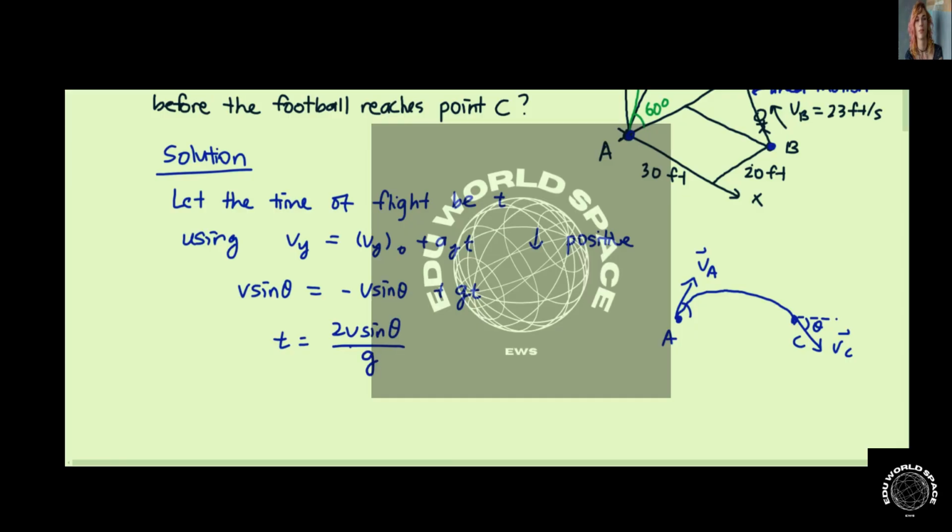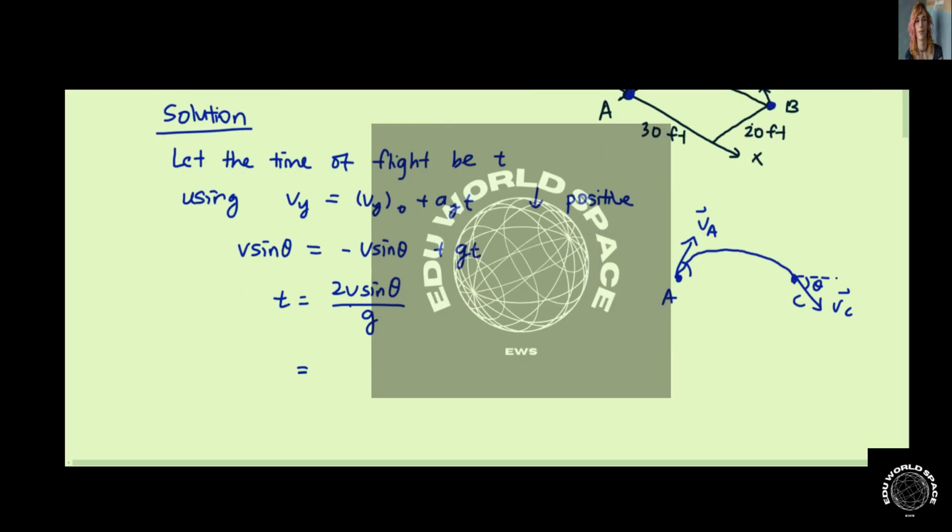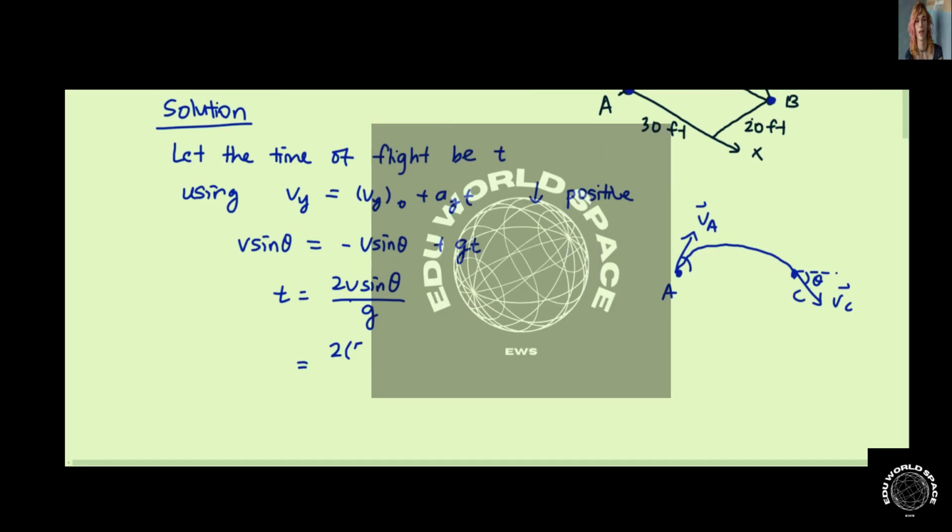So you substitute the numbers: 2 times 50 sine 60 degrees divided by 32.2. You calculate the t, and it is 2.69 seconds.